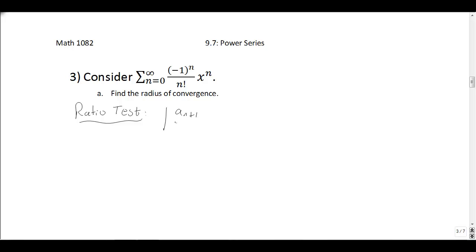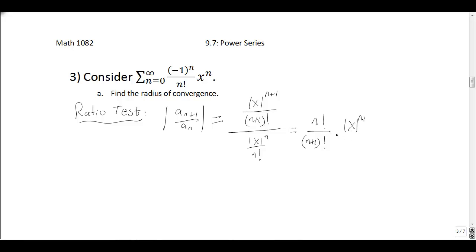So I'm going to do an absolute value of a_{n+1} over a_n. So the a_n is this whole thing here. Now when you take the absolute value, the negative 1 to the n basically goes away. So when I do a_{n+1} absolute value, I'm going to get absolute value x to the n plus 1 over n plus 1 factorial, all over absolute value x to the n over n factorial. And then I invert the bottom and multiply. That gives me n factorial over n plus 1 factorial times absolute value x to the n plus 1 over absolute value x to the n.